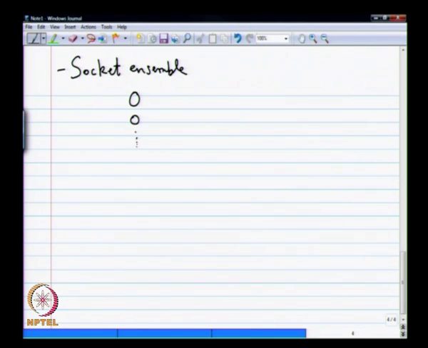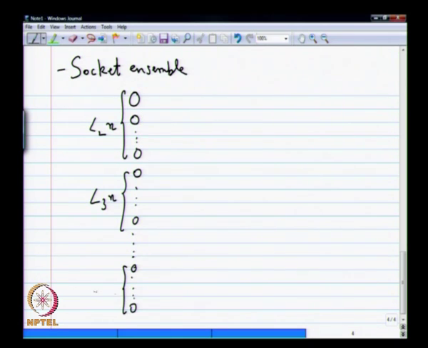So how do you do the socket ensemble? You have L1n nodes of degree 1. I am not going to put degree 1, so I will just start with degree 2. L2n of degree 2, then L3n of degree 3, and so on. Finally, maybe L capital I n bit nodes, where capital I is the maximum degree. So the first set L2n has degree 2, the next set L3n has degree 3, and so on.